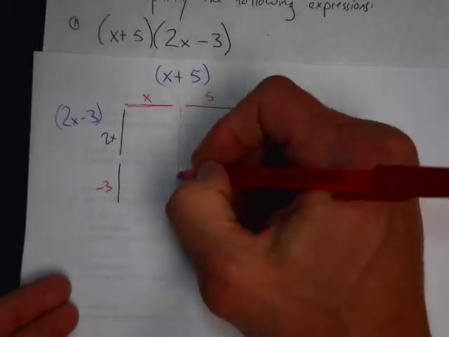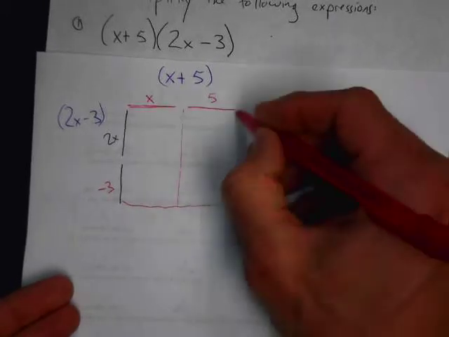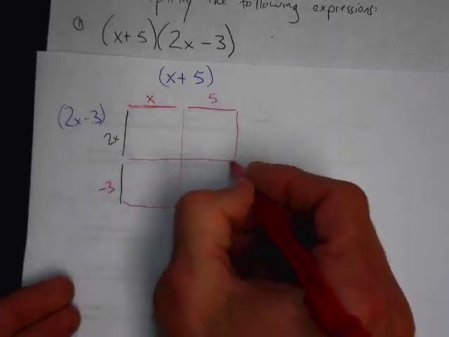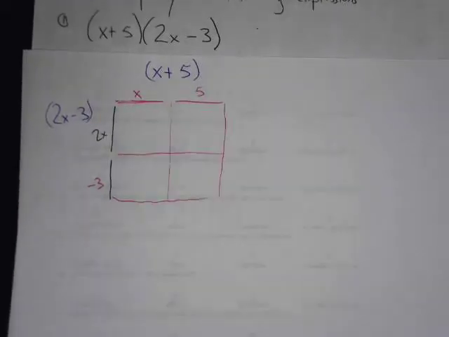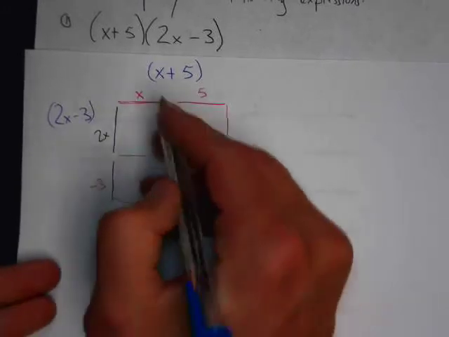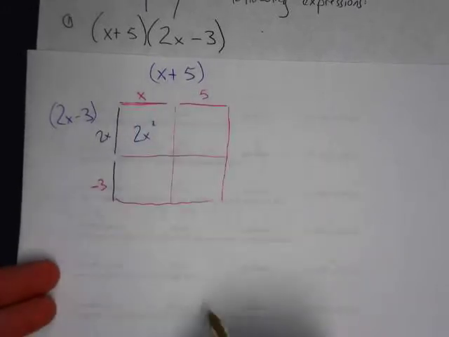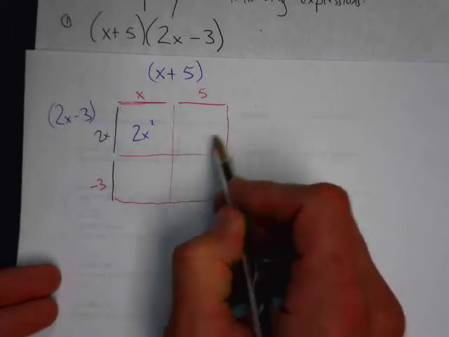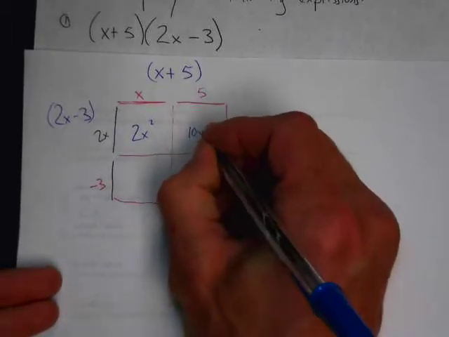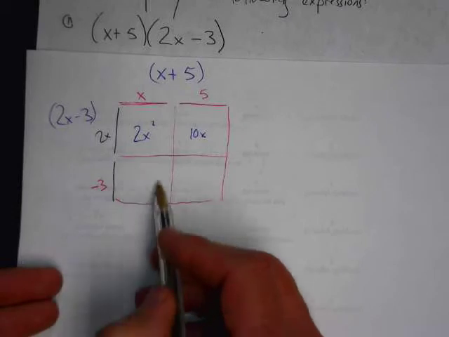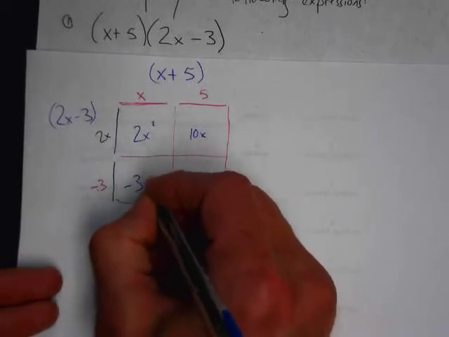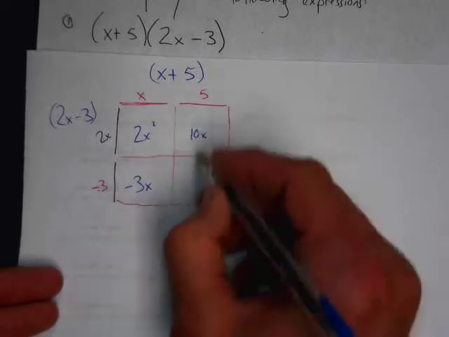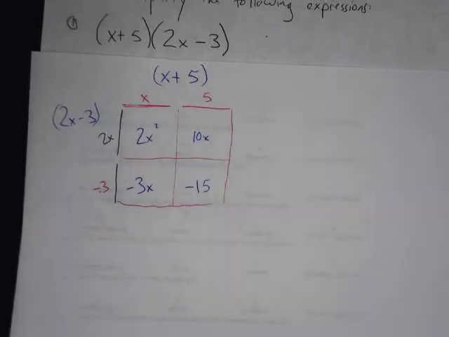So what we have just made now are 4 rectangles. And with our 4 rectangles, all we have to do is find the area of each one and add them all up. So we find the area of that first rectangle. We have 2x times x, or 2x squared. In this rectangle here, we have 2x times 5, or positive 10x. In this rectangle down here, we have negative 3 times x, or negative 3x. And in our last rectangle, negative 3 times 5, or negative 15.